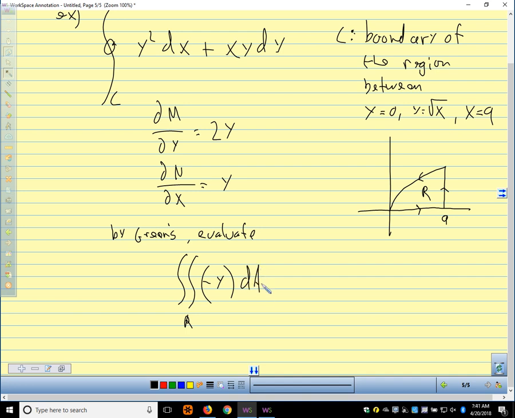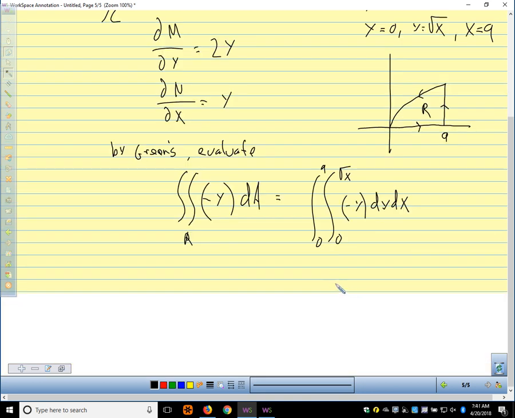Well, this is easy, right? How are we going to set this one up? If we set our rectangles vertically, y would go from 0 to square root of x. X is going to go from 0 to 9. And we just get minus y dy dx. Easy integral to evaluate. We get minus 81 fourths.